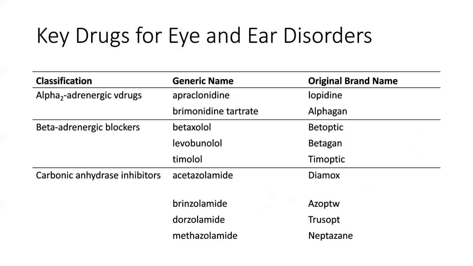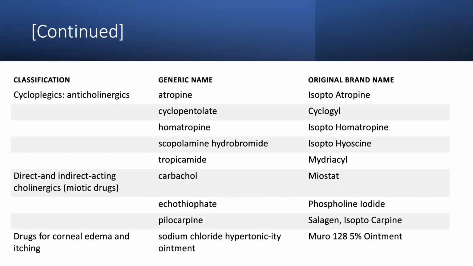So the drugs used for eye and ear disorders. Alpha-2 adrenergic drugs like apraclonidine and brimonidine tartrate. Beta adrenergic blockers: betaxolol, levobunolol, timolol. Carbonic anhydrase inhibitors: acetazolamide, brinzolamide, dorzolamide, and methazolamide. For cycloplegics, anticholinergics are atropine, cyclopentolate, homatropine, scopolamine, and tropicamide. There are also direct and indirect acting cholinergics, called miotic drugs, like carbachol, echothiophate, and pilocarpine.